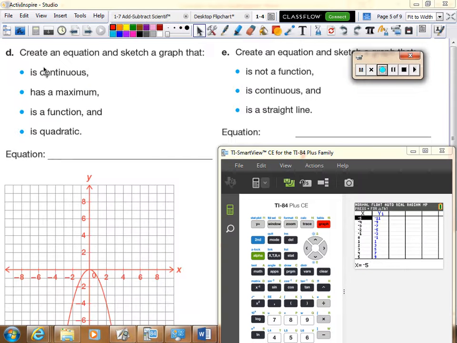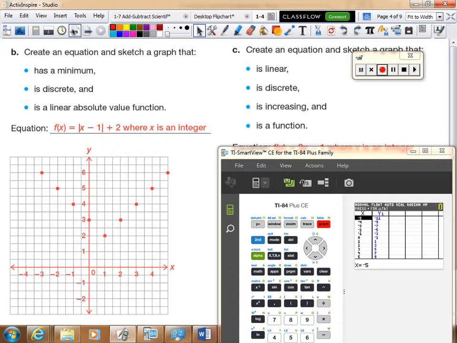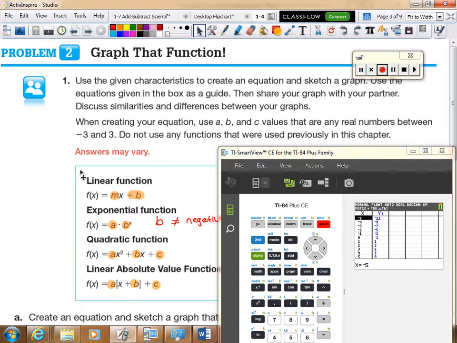D, it says create an equation and sketch a graph that is continuous, has a maximum, is a function, we can ignore that, and is quadratic. So quadratic, remember guys, if you're ever not sure how to write the function, go back and look at this chart. Quadratic has to be something with an x squared in it. Absolutely has to have x squared. You can keep it as simple as x squared. You could have a coefficient in front of it. Again, I would really recommend you keep those very small. You could have the bx term, the c term.